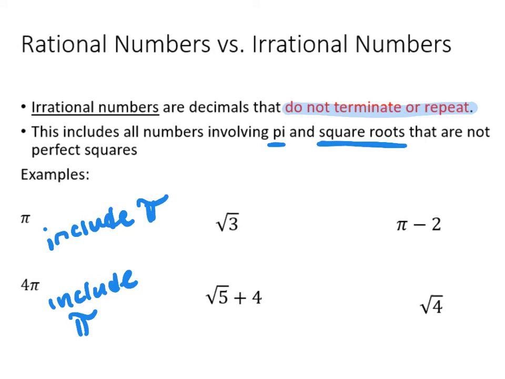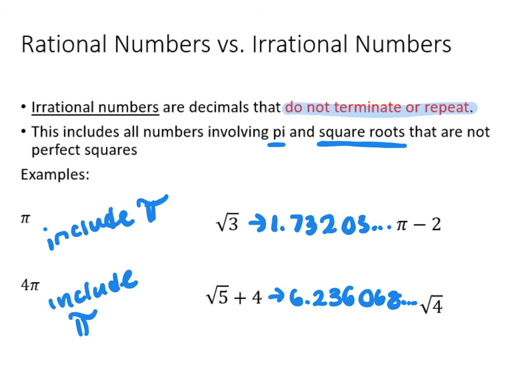If we plug in the second, square root of 3, that doesn't give us a whole number. It would give us 1.73205 and never ends. If I plugged in square root of 5 plus 4, it would give us 6.236068 and keep going. Since neither of these change, they're both irrational.